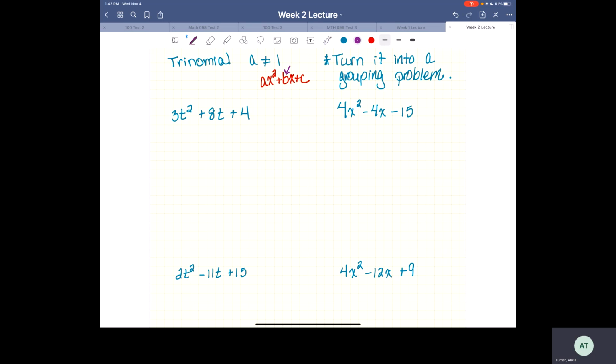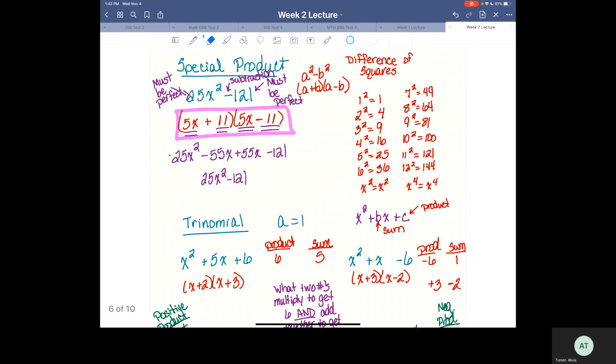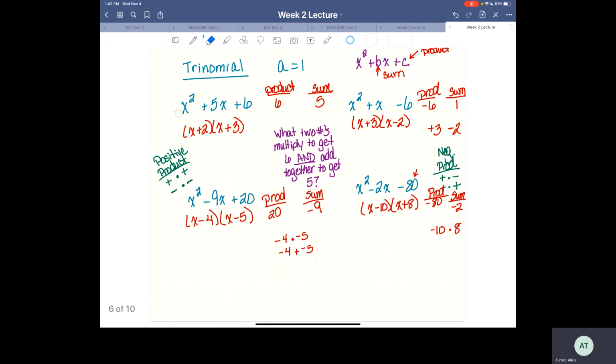Our b value is still going to be our sum. Okay? So when we're identifying these, our B value is still our sum, but our product is going to be A times C. That's going to be our product. Now, we were doing that over here. It was just that our A was 1. So 1 times 6 is 6. 1 times negative 6 is negative 6.